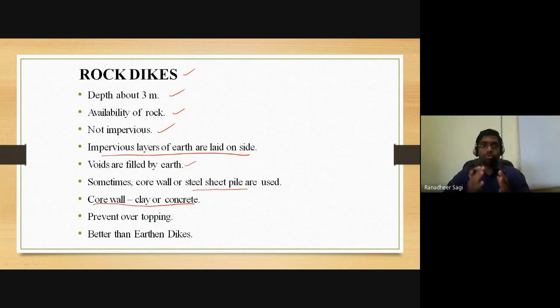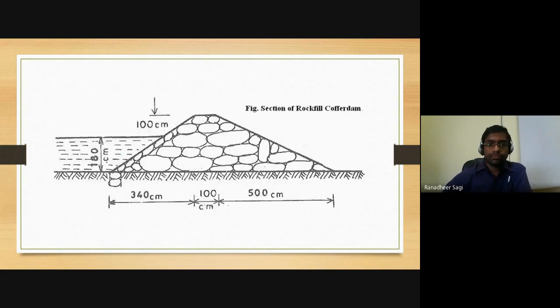The central core portion of the embankment constructed by your rock dike will be mostly constructed with clay or concrete to minimize the seepage happening across the cross section of that Cofferdam. And this can be helpful in preventing overtopping, and this type of Cofferdam is relatively better than your earthen dikes. So this is how typically your rock dikes look.